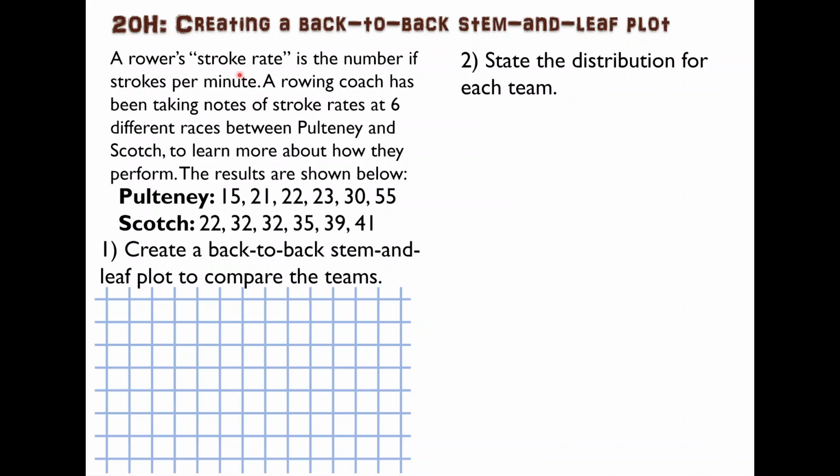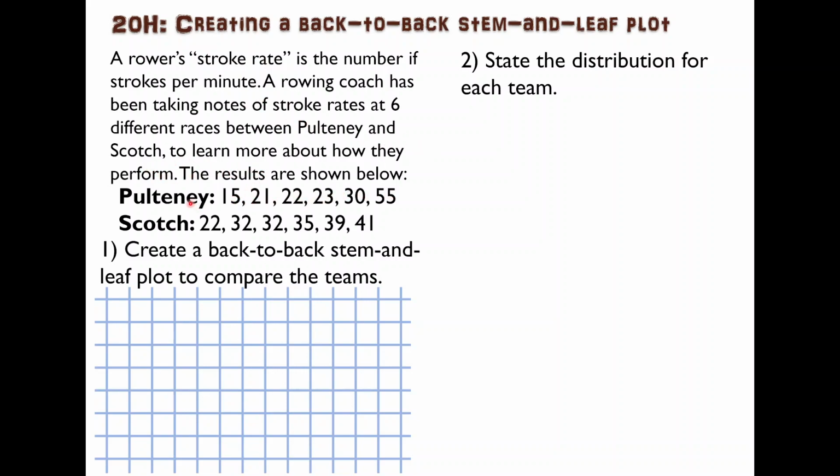Everyone! I would like to show you how to use a back-to-back stem and leaf plot to compare data sets so you can make comparisons. As an example, a rower's stroke rate is the number of strokes per minute. And a rowing coach has been taking notes of stroke rates at 6 different races between Pulteney and Scotch to learn more about how they perform. And these are the results.